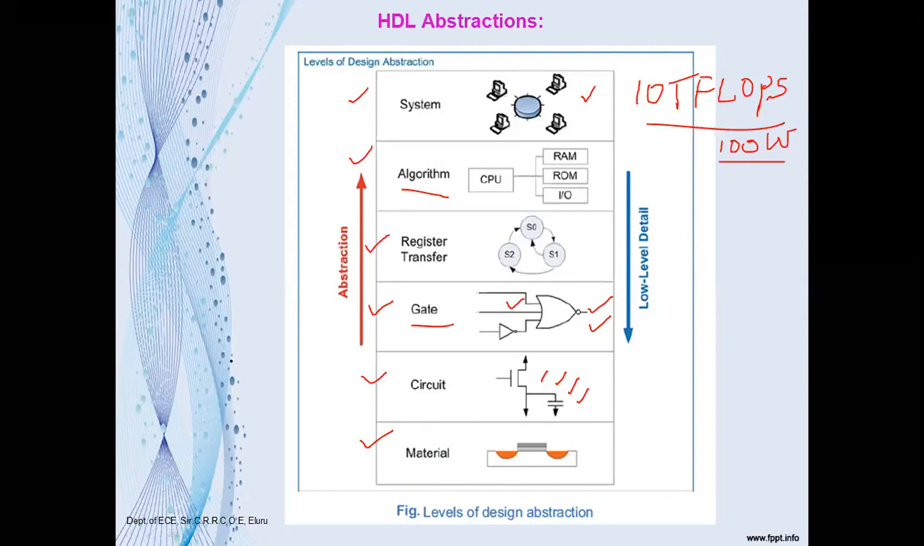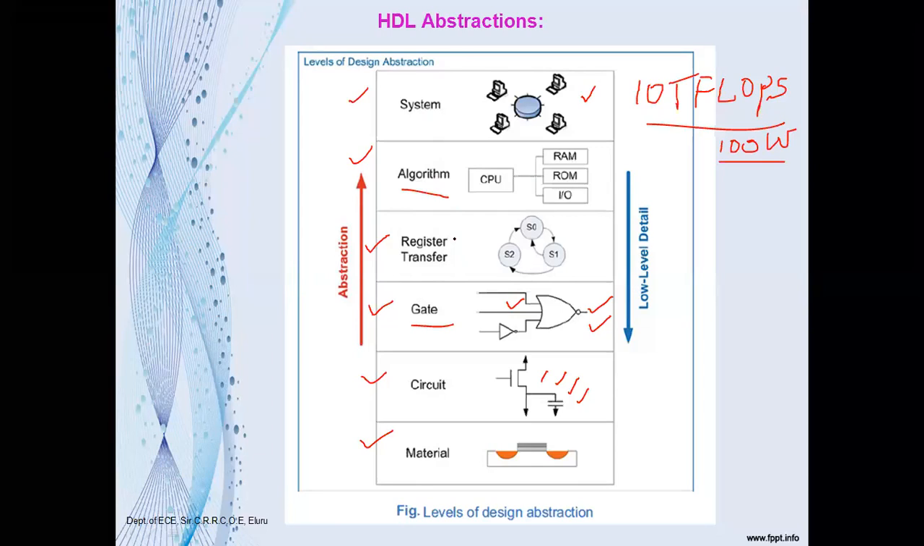Hardware description languages are designed to model a digital system at different levels of abstraction. So what are the different levels of abstraction? System level is one abstraction level. Algorithmic is another level of abstraction; you can easily understand the algorithmic level as nothing but the block diagram. And then the register transfer level.